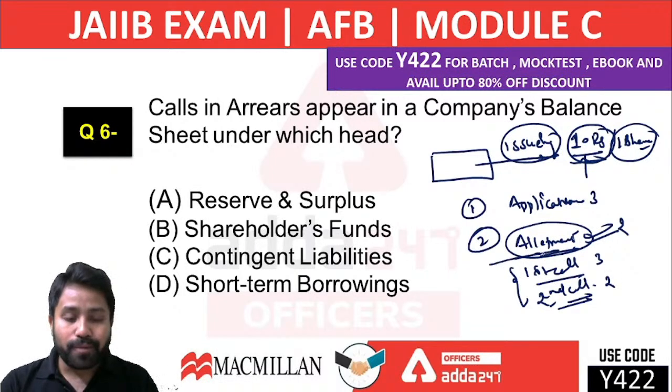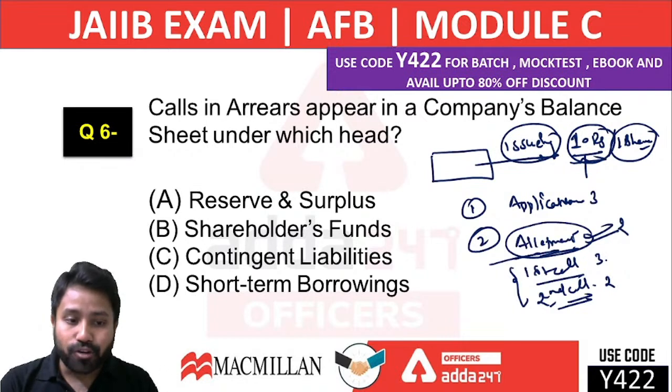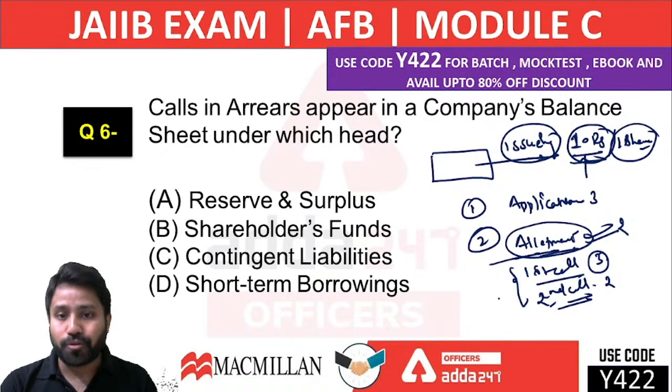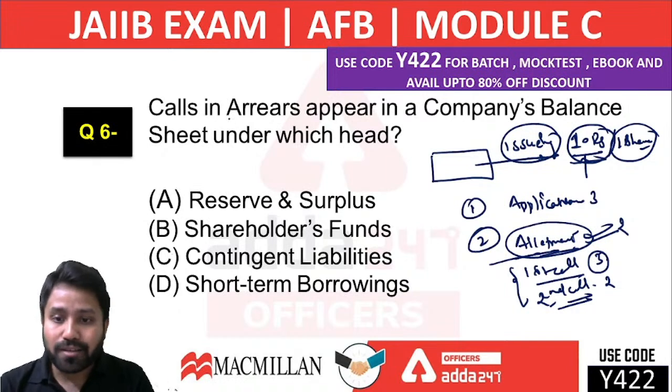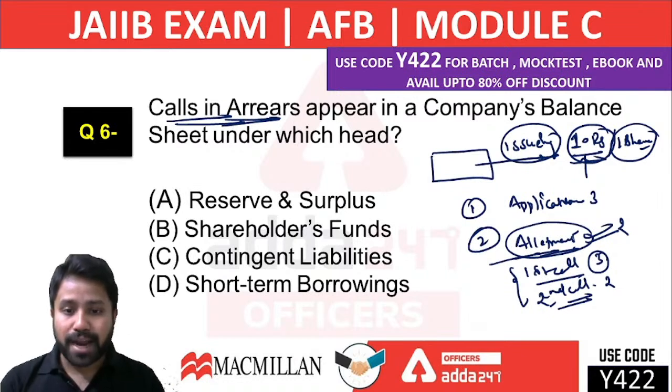So after allotment, you have to understand the sum amount that is due on the shareholder. But that due amount is not provided by the shareholders, so that amount is known as an arrear, or say calls in arrear. Right? Now you have to understand a very important concept here. The question: calls in arrear appear in the company's balance sheet under which head?